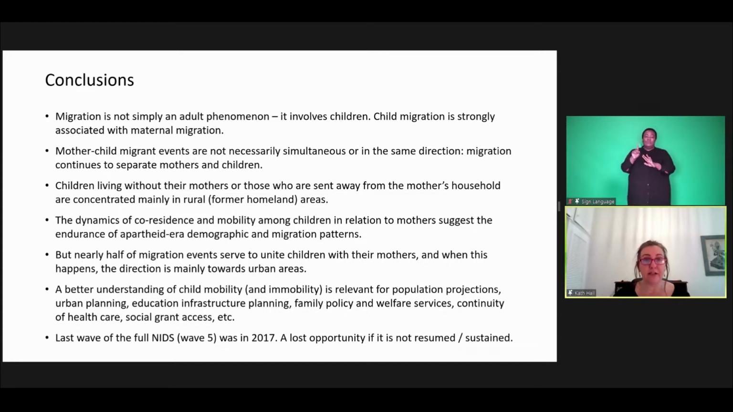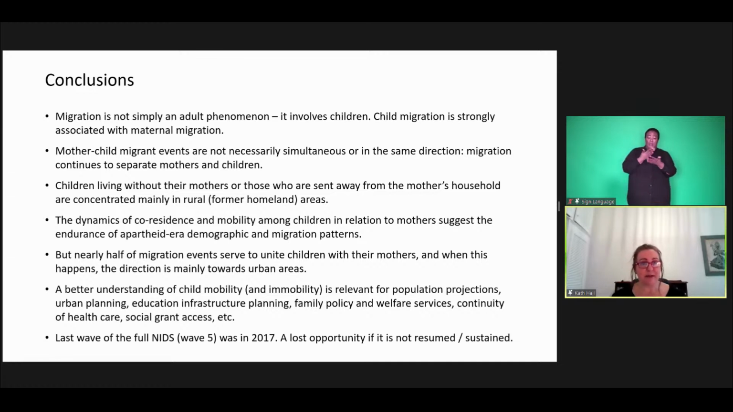But nearly half of migration events serve to unite children with their mothers, and when this happens, the direction is mainly towards urban areas. A better understanding of child mobility and also immobility is relevant for population projections, urban planning, education, infrastructure planning, family policy and welfare services, continuity of healthcare, continuity of social grants, and more. So really important, I think, to go more deeply into this.